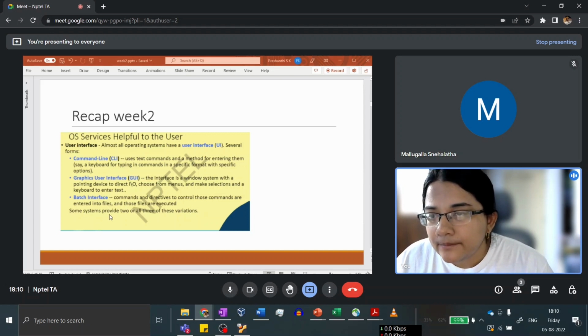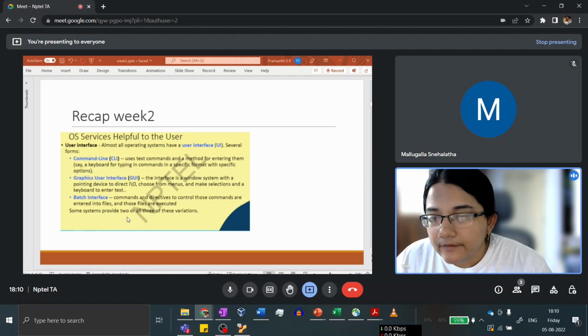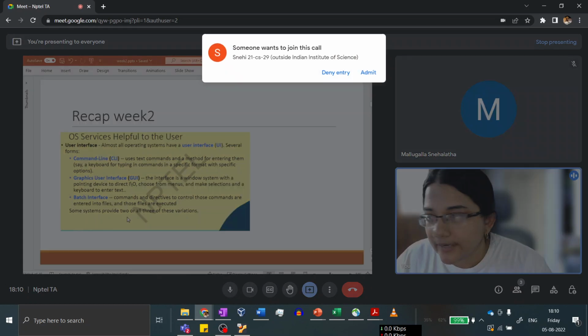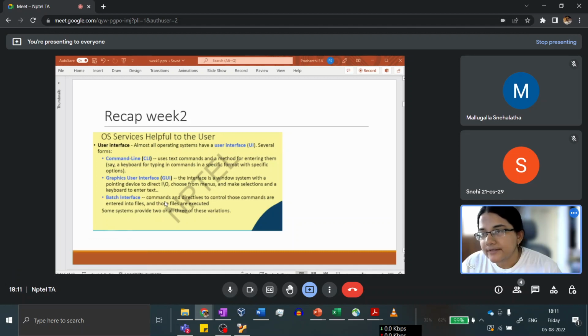And you might have some operating systems which provide two or all of these variations. For instance, on Windows, you can open up a Windows PowerShell window, which is a CLI version, and use some command to get whatever you want. And similarly, you can also use the GUI. You can double click on an app and open up that app, right? So Windows offers both of these. And you could also, in Linux, write all the commands that you want to execute into a shell script and call that shell script. And that is the batch interface.